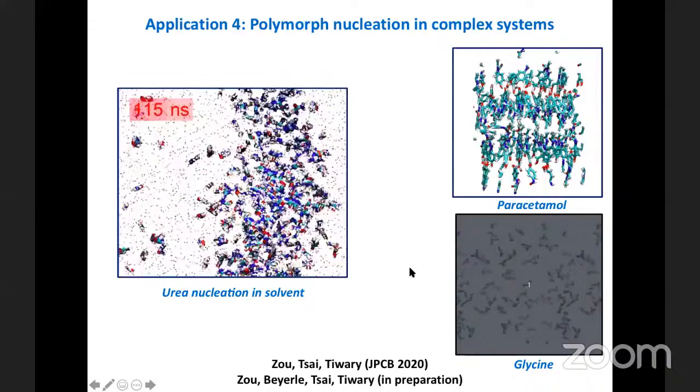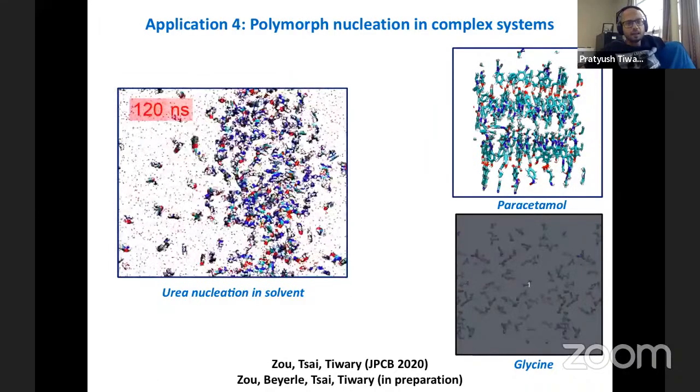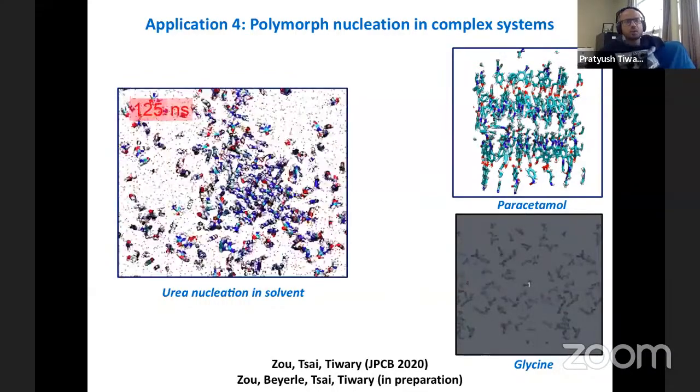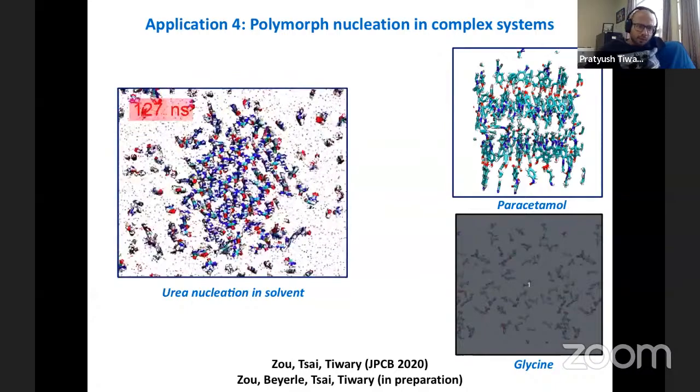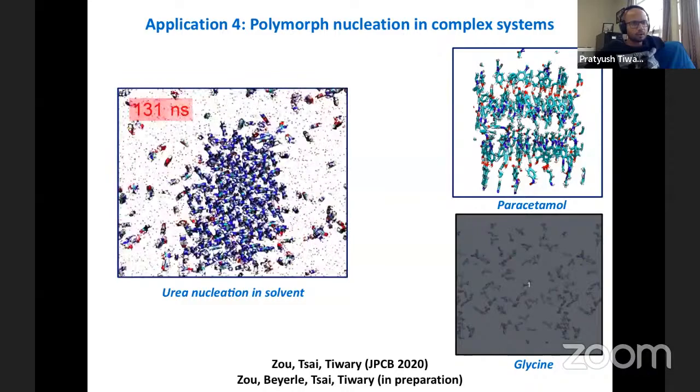Okay, great. So this is urea nucleation in solvent. You have urea molecules. They are going to form a polymorph. Here, the input order parameters are Steinhardt bond order parameters, coordination number, different types of things. And if you have done nucleation, this is a really, really hard problem to get this to happen.